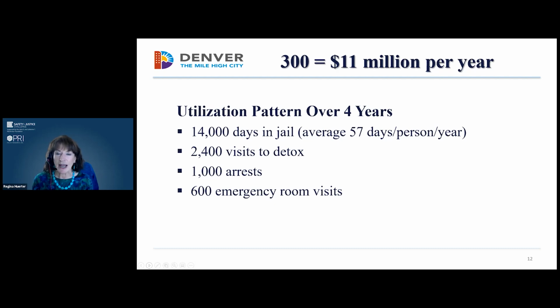They had the same kind of patterns of utilization over 4 years that we were able to look at them. That becomes important. So they had 14,000 days in jail, an average of 57 days per person per year, over 2,400 visits to detox, and the majority were being released without any kinds of services post-detox, so without an active discharge plan. They had 1,000 arrests and 600 emergency room visits. If you go to the next slide, please, Ashley.